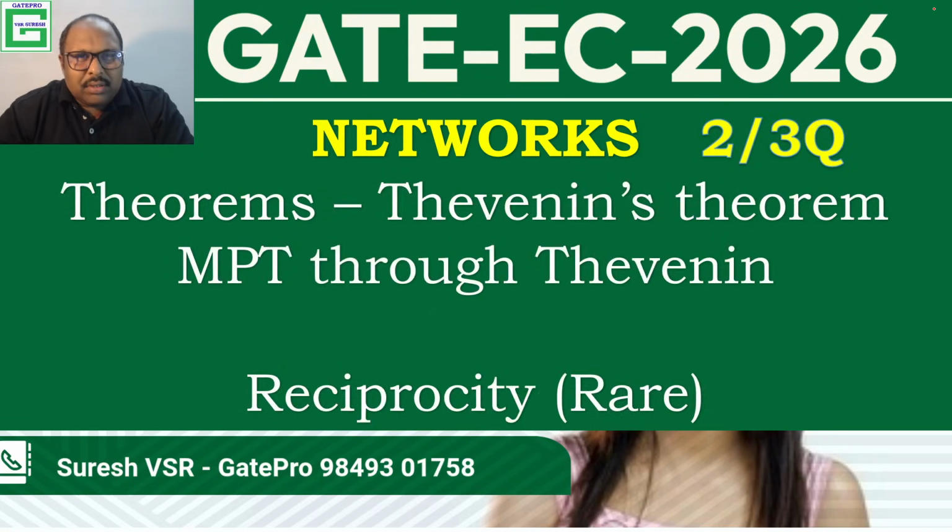Then comes the theorems, of which majorly it is Thevenin's theorem, reducing the circuit through Thevenin's, and maximum power transfer theorem interlinked with Thevenin's. So they give you a question on maximum power theorem and ask you how do you get the total resistance or the maximum power condition for that resistance. Then it is Thevenin's theorem only. Reciprocity is also asked, but it's a very rare thing. So third question is mostly on Thevenin's or maximum power transfer theorem, rarely on reciprocity also.